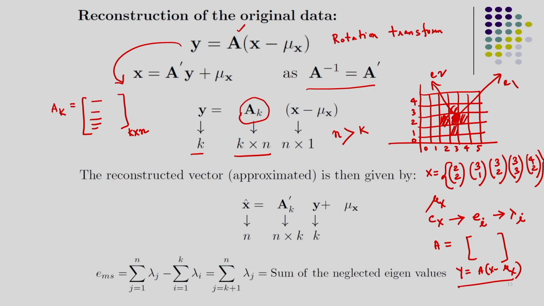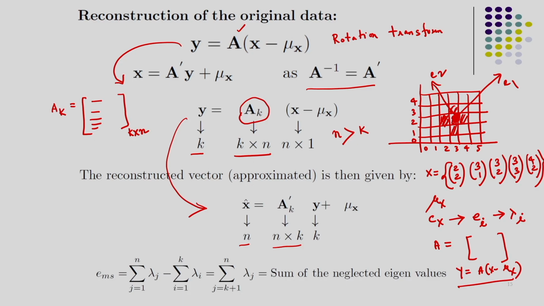So in the second case, if I want to reconstruct the original data, that is not possible because I am not considering all the eigenvectors. So if I want to reconstruct from this one, I am getting the approximate reconstruction. That is why it is x cap. You can see I have this AK transpose, it is n cross k, and the dimension of the Y is k, and the dimension of the reconstructed vector will be n. So in the second case, the perfect reconstruction is not possible because I am not considering all the eigenvectors for the construction of the transformation matrix.